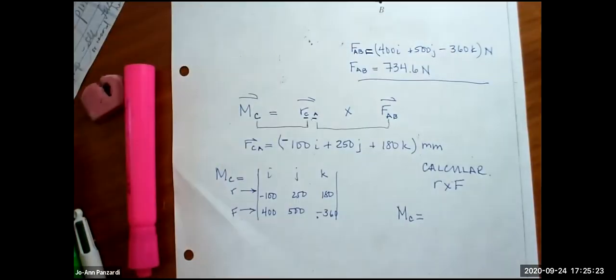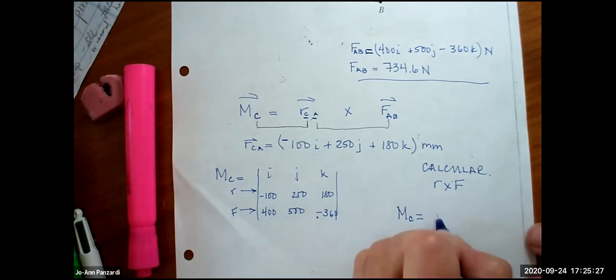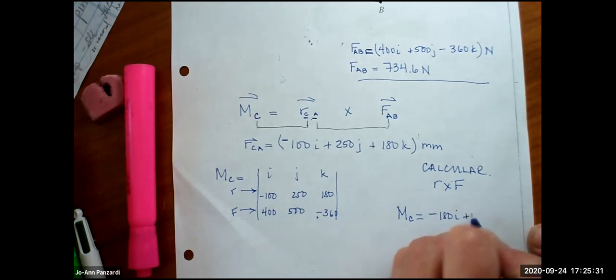I'm working on it. All right, an interesting case to see if it's actually faster. Okay, Joanne, can you move the paper up a little bit? Yes. Thank you. Good. And I'm going to write down the answer I have: negative 180i plus 36j minus 150k. And the units are newton millimeters.